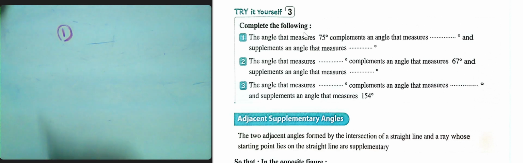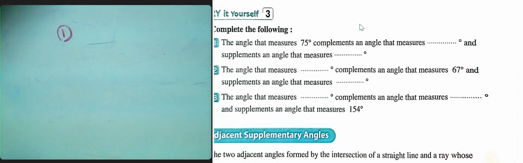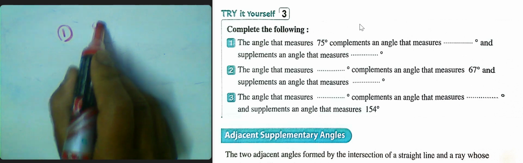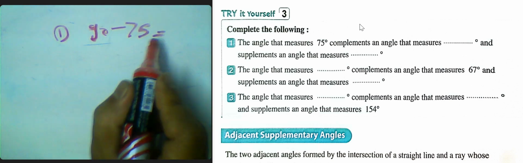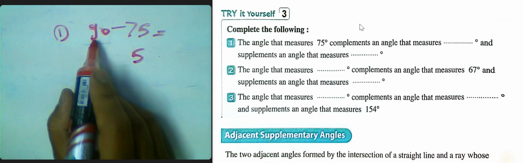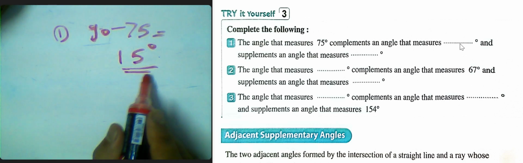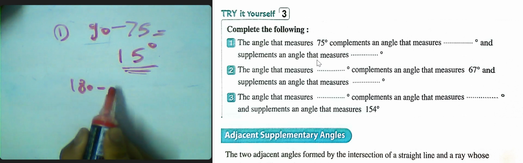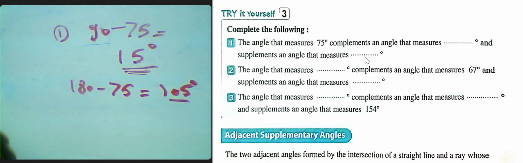Question number 1. The angle that measures 75 degrees complements an angle that measures what? Complements, its meaning what? It means the measure of the second angle will be 90 subtract 75 because it complements it. 10 minus 5 equal 5 and 8 minus 7 equal 1. Then the complement angle measure will be 15 degrees. And the supplement angle, we can write 180 subtract 75, then the result will be 105 degrees.